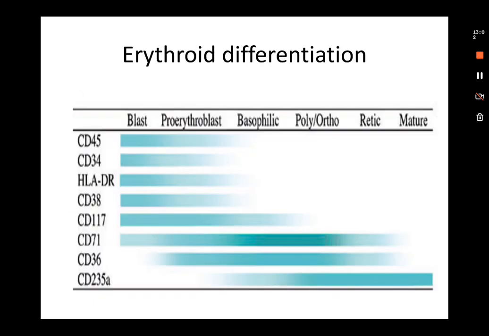And erythroid: CD45 and CD34 are not seen in the mature RBCs or even in the retic. HLA-DR is also not seen. CD117 again is not seen in the later stages. CD235 is seen in the later stages.